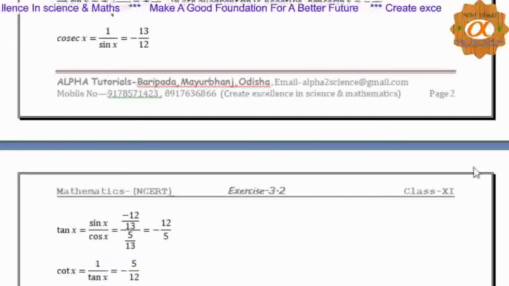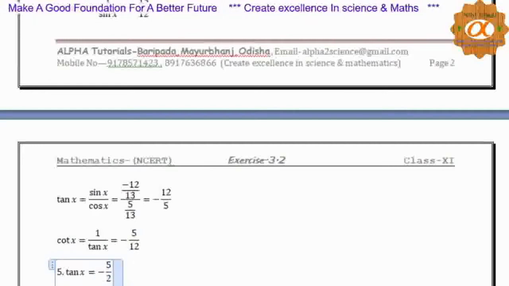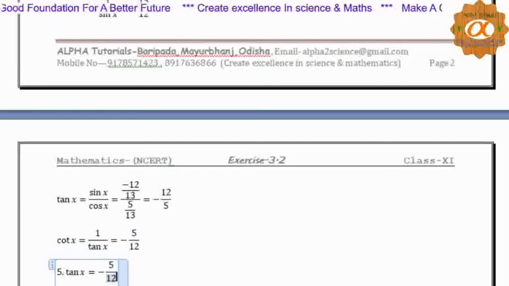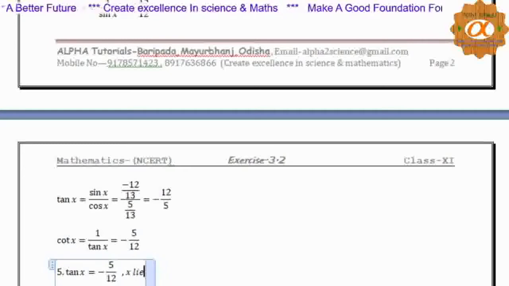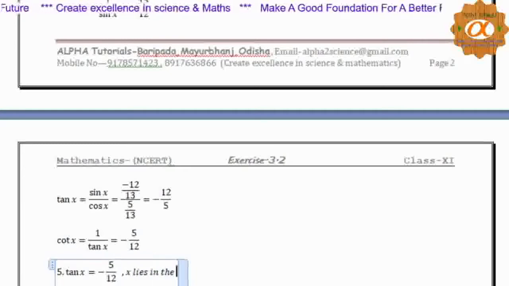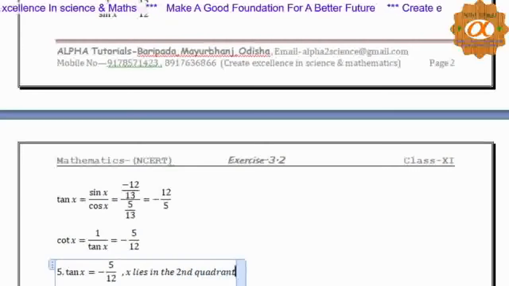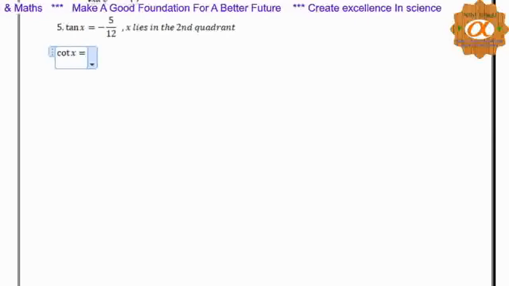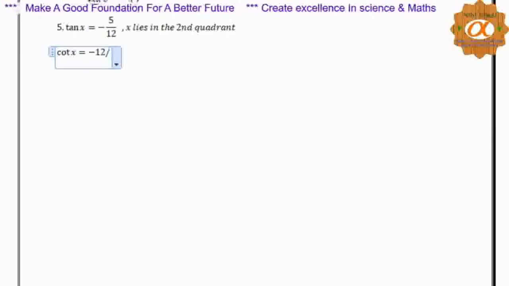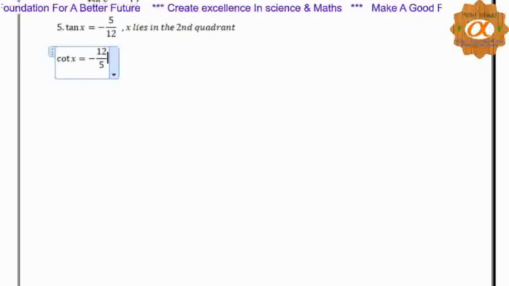Now we go to question number 5. In question number 5, it is given as tan x is equal to minus 5 by 12, and x lies in the second quadrant. That means cot x is equal to minus 12 by 5 because it is the reciprocal of tan x.